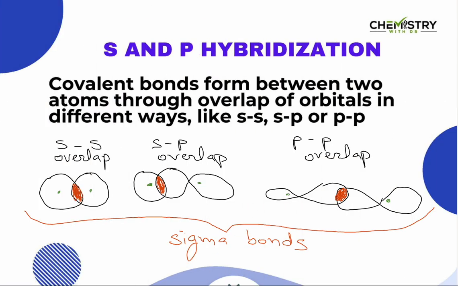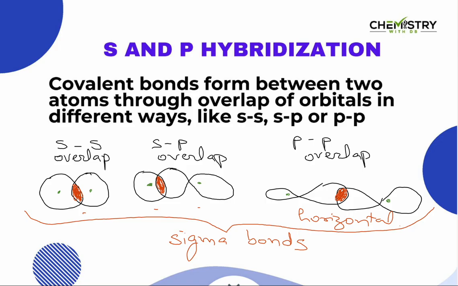Now let's see the different types of bonds which are possible, which are sigma and pi bonds. Sigma bonds are formed whenever there is an s overlap, that means two s orbitals overlap in this manner, or one s and one p orbital overlap, which would look like this, or when two p orbitals overlap in a horizontal manner.